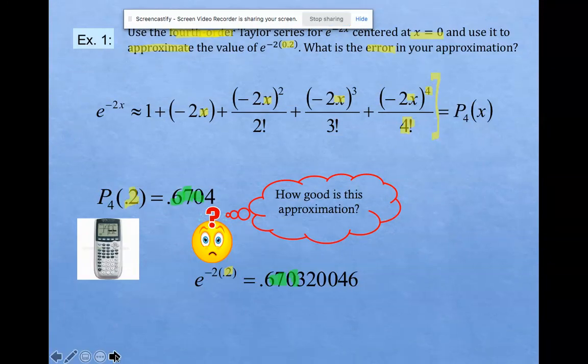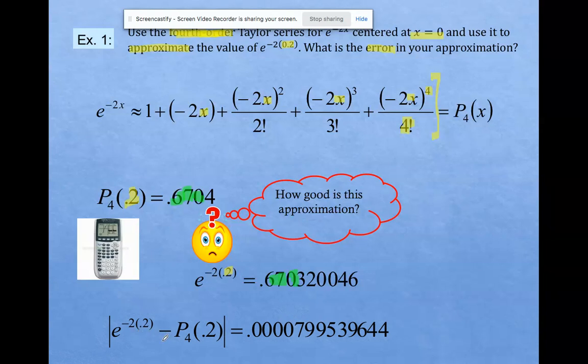How close, you say? Well, just take your fact minus your fiction. Absolute value, because I don't really care whether it's too high or too low. So using the fourth order Taylor series for e to the negative 2x, which is what your calculator is doing to get these numbers, my actual error, not an error bound, this is my actual error, is what?